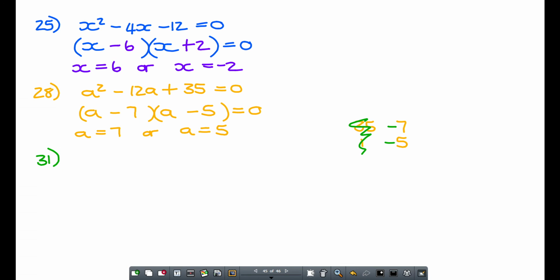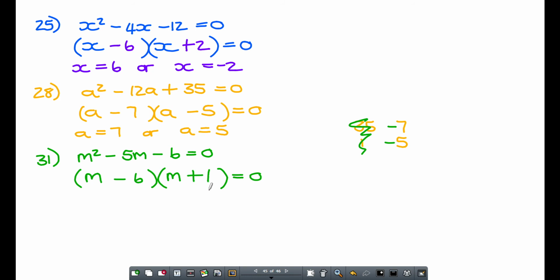Okay. m squared minus 5m minus 6 equal to 0. Okay. Right, let's look at the signs. Remember, we could say 6 times 1 or 3 times 2. But that negative tells me that my signs must be different. So that's why I'm going to say minus 6 plus 1. No. Which means that m will be 6 or m will be minus 1.